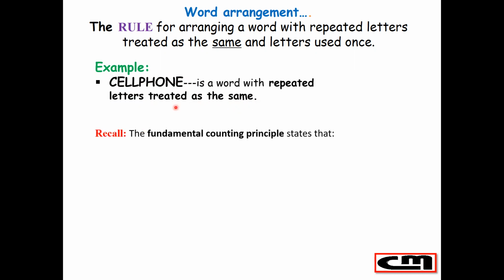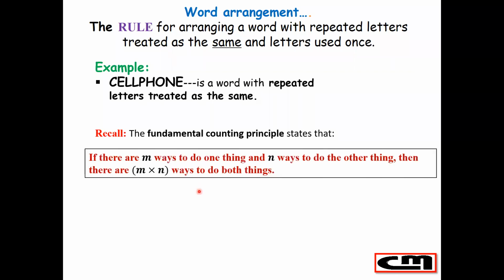Now, let us recall the fundamental counting principle, which simply states that if there are m ways to do one thing and n ways to do the other thing, then there are m times n ways to do both things. This fundamental counting principle is very important because at any point where we are arranging letters of a given word, we'll be using this concept to come up with the exact arrangement.